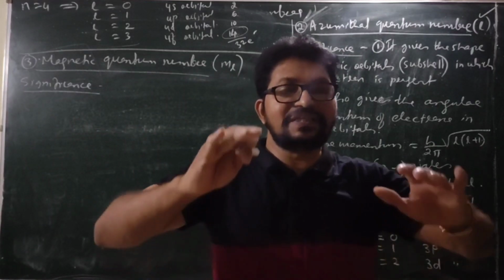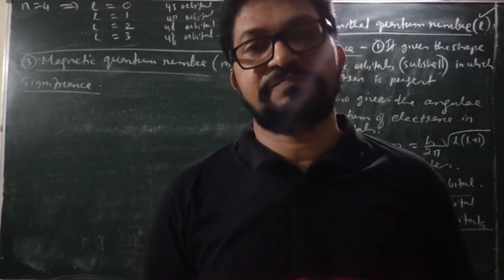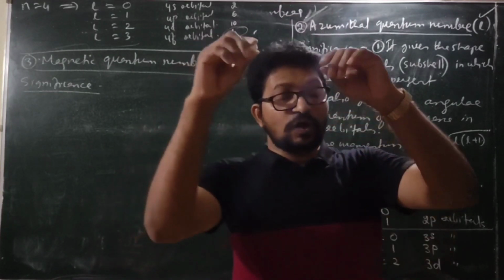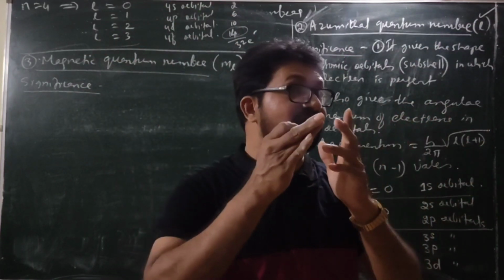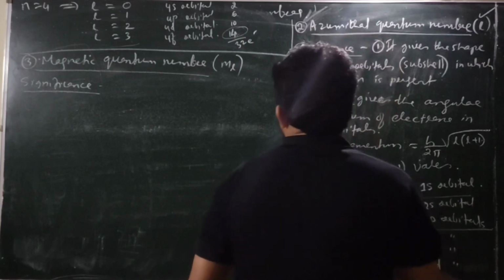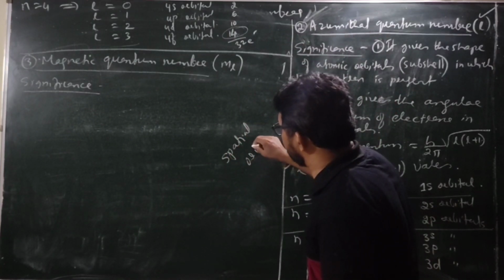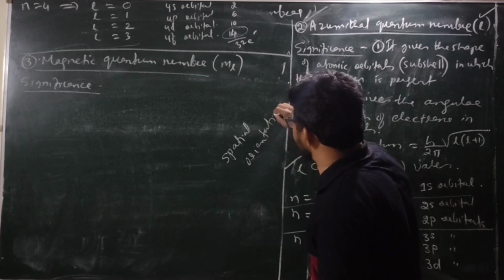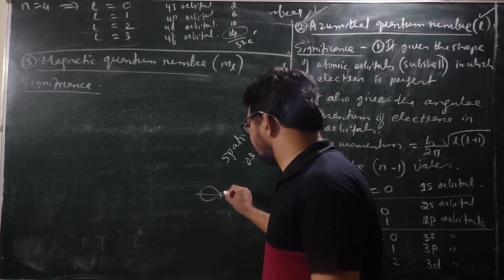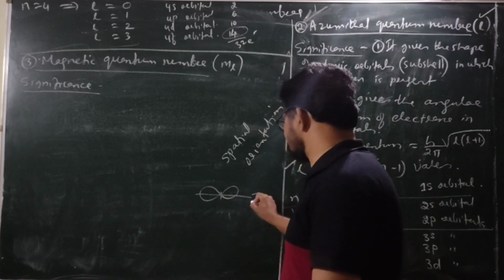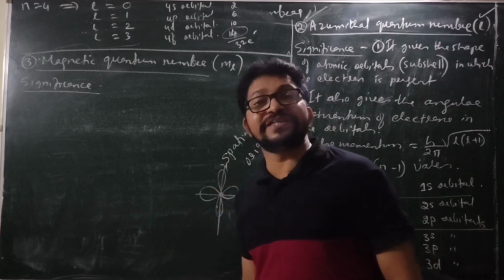Okay. Now you see, the subshells are divided into orbitals, correct? The orbitals have different three-dimensional orientation, or it is called spatial orientation. This word I should use. For example, say this is the Pz orbital, Z axis. This is the Py orbital. This is called orientation.